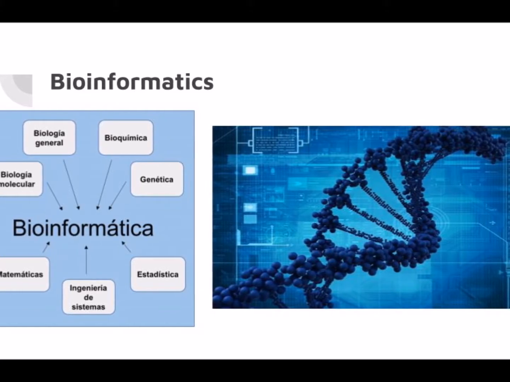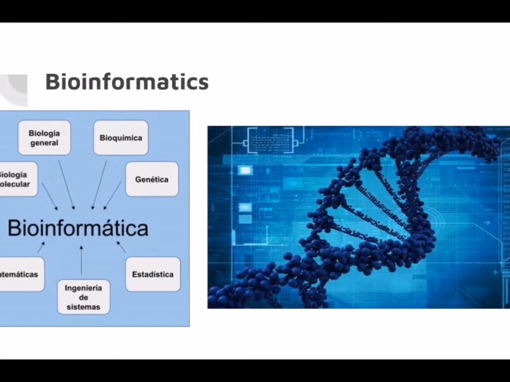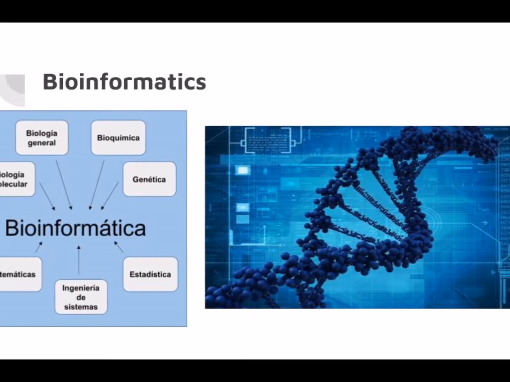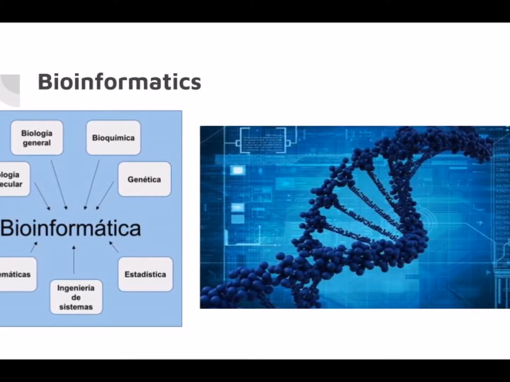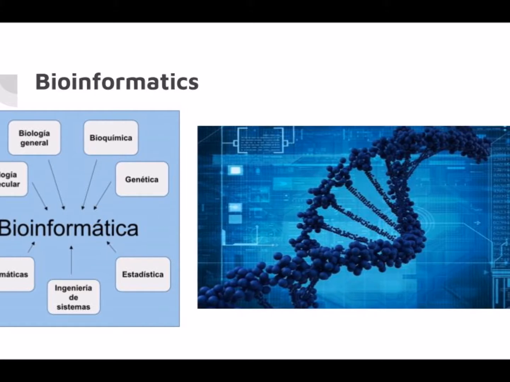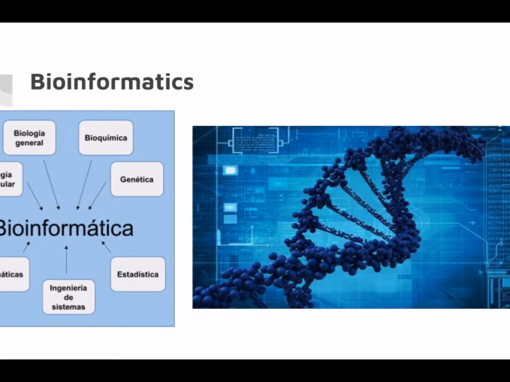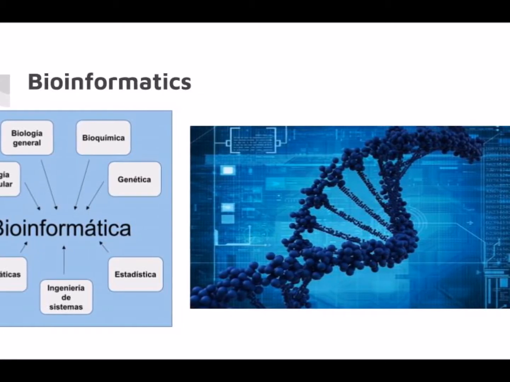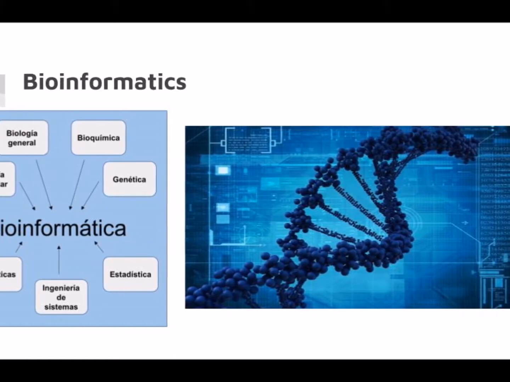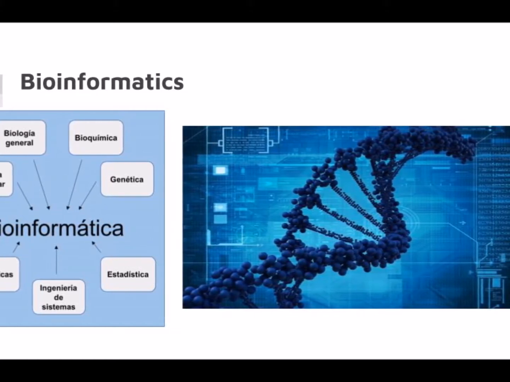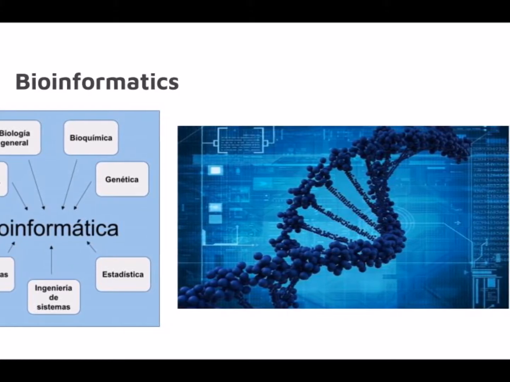Bioinformatics is based on the comparison of data between biological species. Bioinformatics is a multidisciplinary science that takes the most important concepts from molecular biology, general biology, biochemistry, genetics, mathematics, statistics, and system engineering. It is based on computer programming, that is the bioinformatic software development, the sequencing, that is the knowledge of chemical qualities of nucleic acids and molecular techniques.